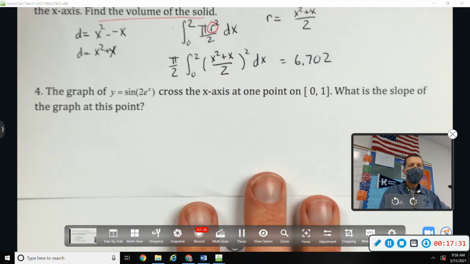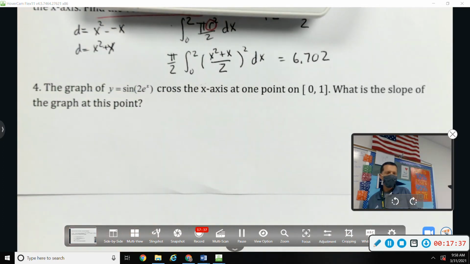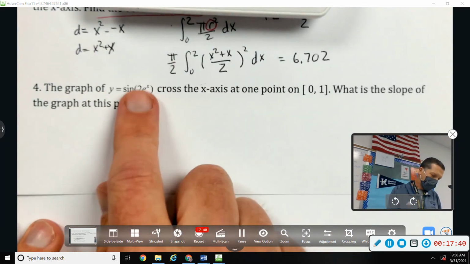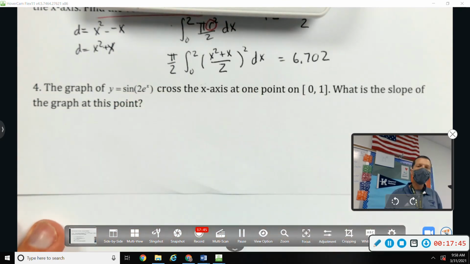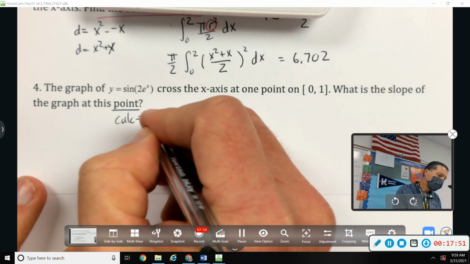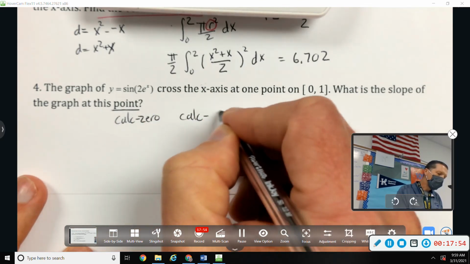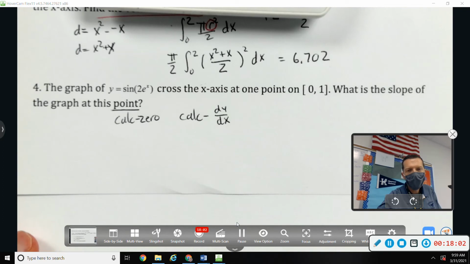All right, number 4 is not really difficult if you know how to find the buttons on the calculator. This graph crosses the x-axis at one point between 0 and 1. What's the slope of the graph at the point? So let's use calc zero to find the point, and then we'll use calc dy/dx to find the slope at the point. So put it in the calculator first, graph it, find the point it's talking about, and then find the slope at that point.